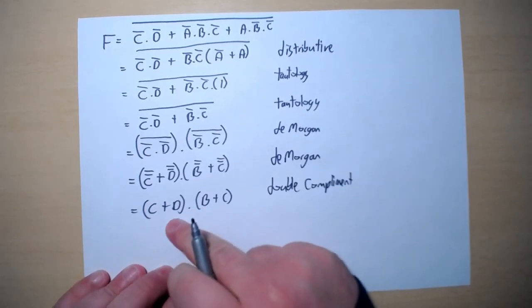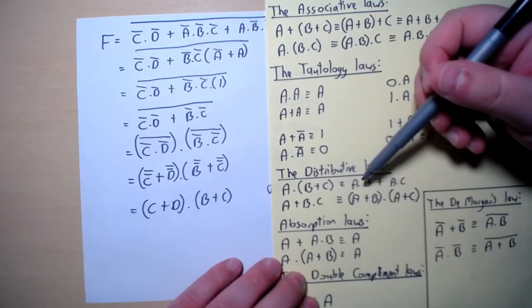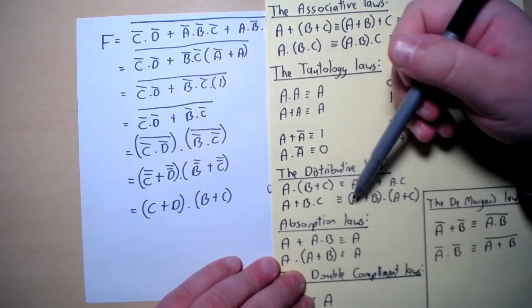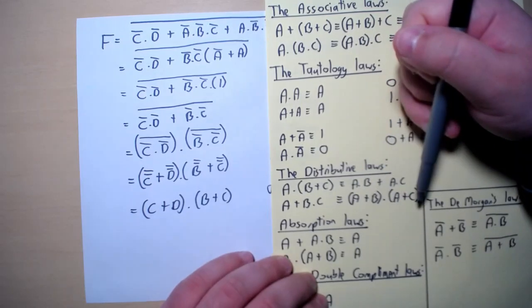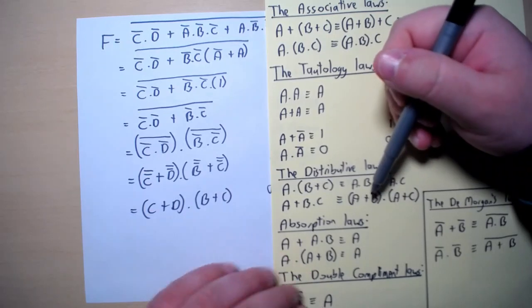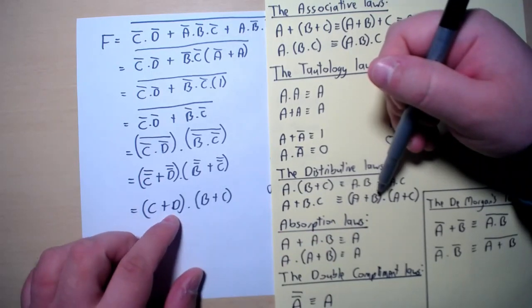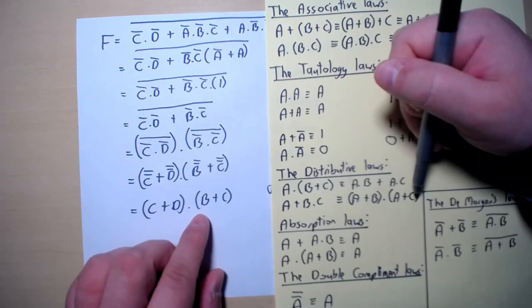Now, if you compare this to the distributive law, C or D can be mapped to A or B, and B or C can be mapped to A or C. Obviously, in this case, instead of A, we have C, instead of B, we have D, and instead of C, here we have B.